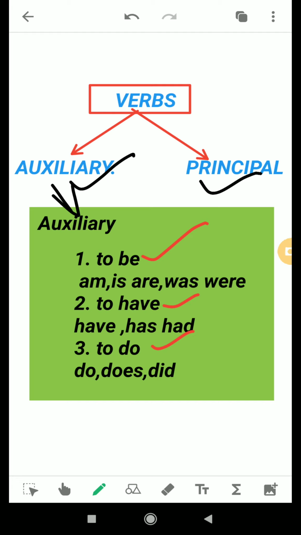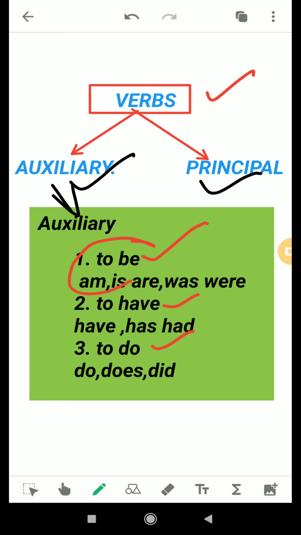Okay. So let us rewind it. Let's have a quick recap again. There are two types of verbs: auxiliary verbs and principal verbs. Auxiliary verbs have three types: to be, to have, and to do. To be, to have, and to do. Today we are going to study the to be verbs.